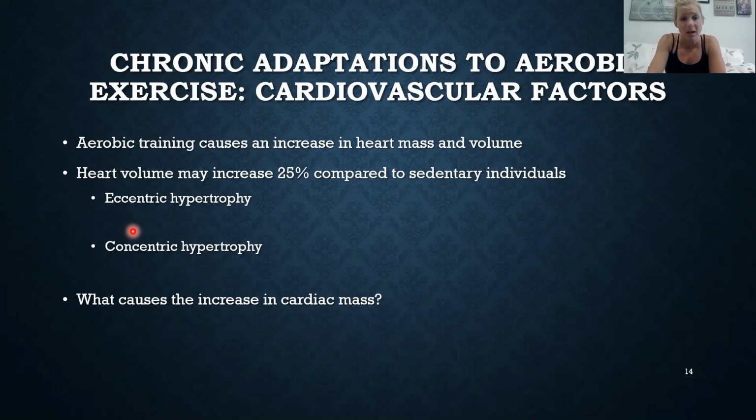Okay, concentric cardiac hypertrophy has to do with an increase in the thickness of the chamber walls. The greatest adaptation that we want to make as aerobic athletes is this eccentric hypertrophy. We would prefer to increase the size of the chamber. Concentric hypertrophy will be a modest change in comparison to how much eccentric change we can experience.